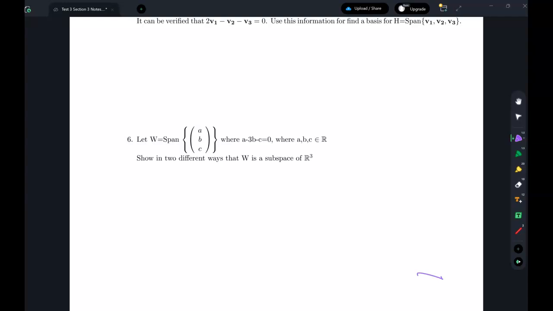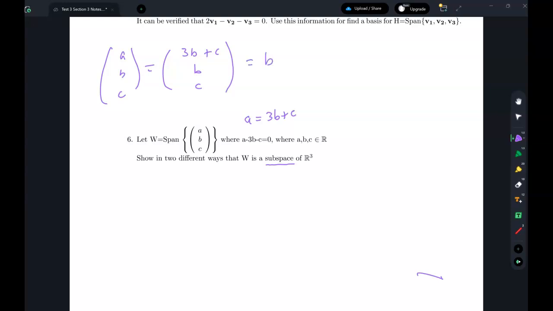One way we can show that W is a subspace is by showing that W can be represented as a span of a set of vectors. So if I take A here and let's just solve it for A, A would equal 3B plus C. So let's substitute that in. So A, B, C turns into 3B plus C, a B, and a C.